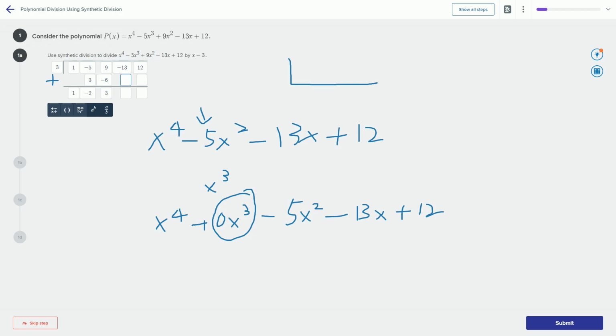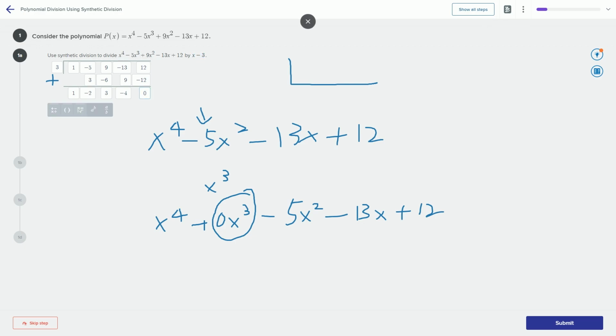So 3 times 3 is 9. And what is -13 plus 9? -4. And what is -4 times 3? -12. And you'll see right here, we'll always end with 0 as the final number, because we would have 0 as the remainder, because we're dividing it by a factor. If you remember the factor theorem, if you divide by a factor, it will always give you 0 as the remainder.